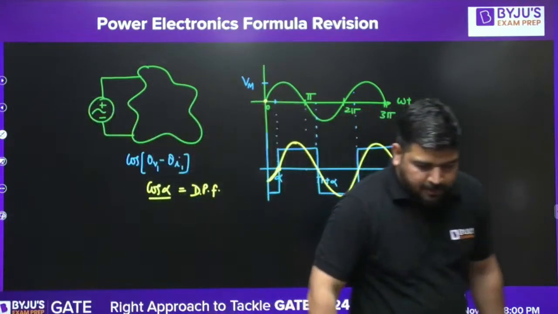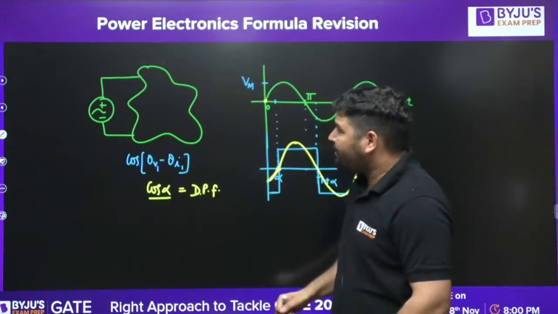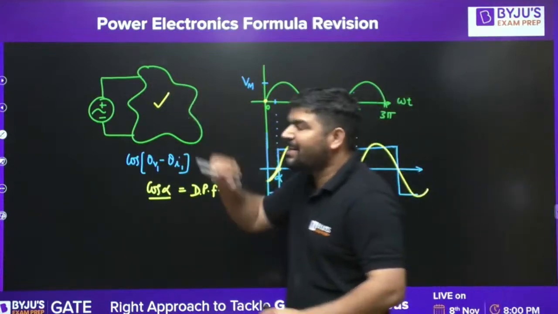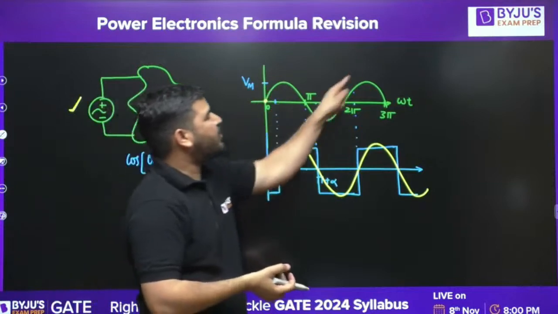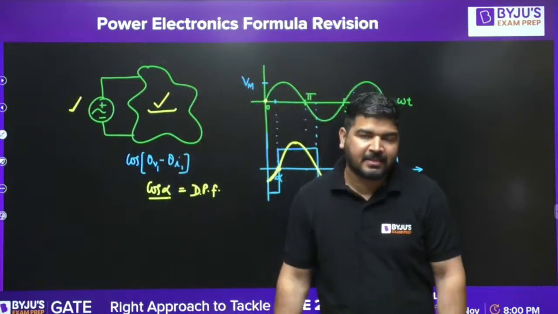Okay. This displacement power factor will become true power factor only if this network is linear. Only if this network is linear. Let's say this is the fundamental sinusoidal source. The source is a pure sine wave, and this network is linear. Linear means this network contains RLC.